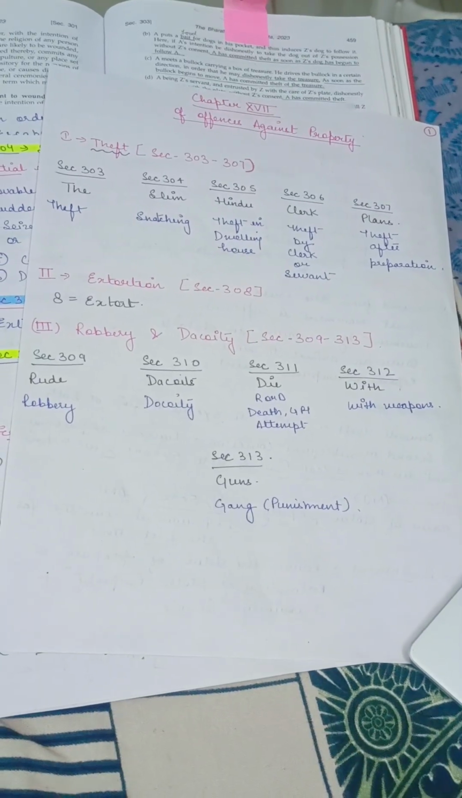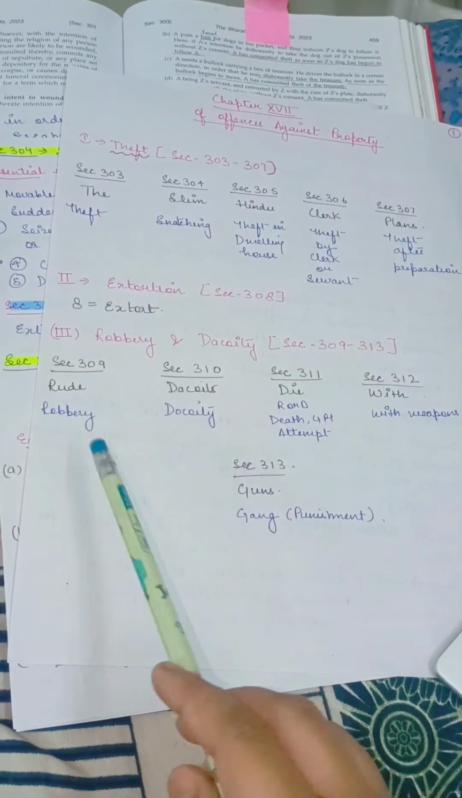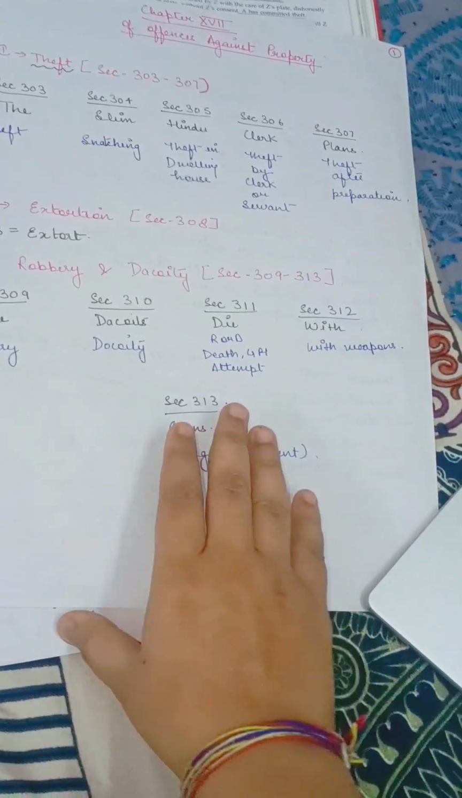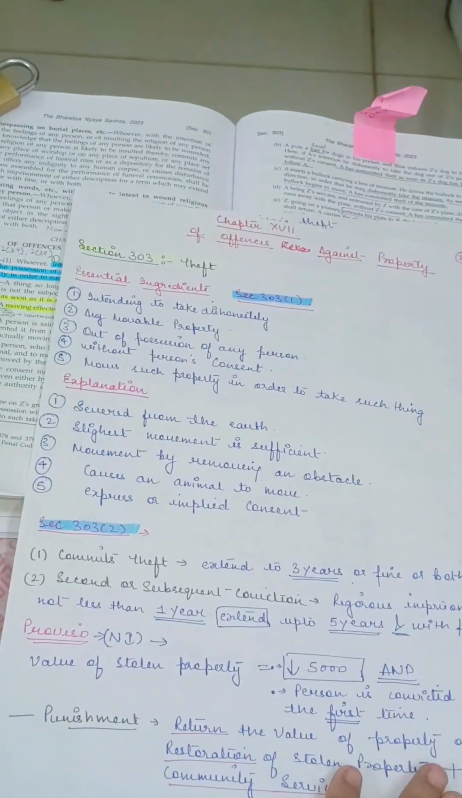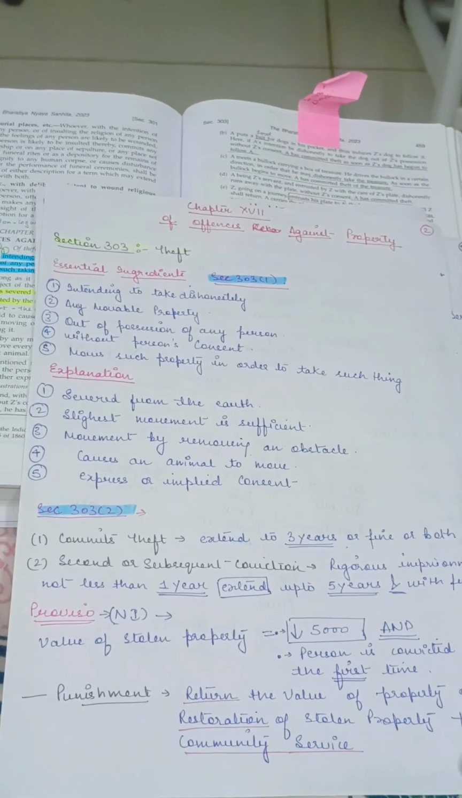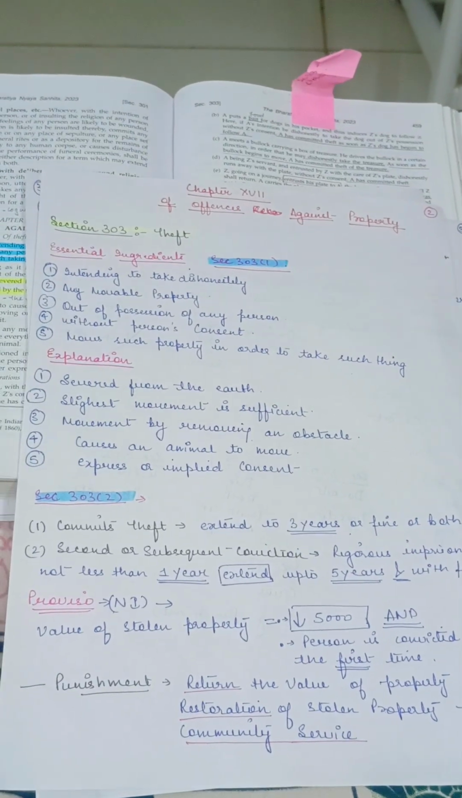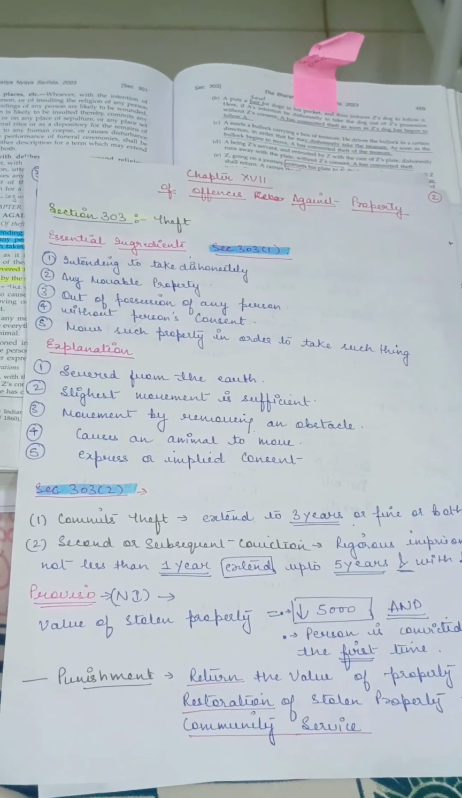An extortion is given under section 308. The mnemonic is just like 8 is equals to extort. So let's start with explaining what theft is. Here I will explain it in very easy manner. I will not go into the explanation, like I will only explain the essential ingredients, explanation and the punishments that is given under the section.